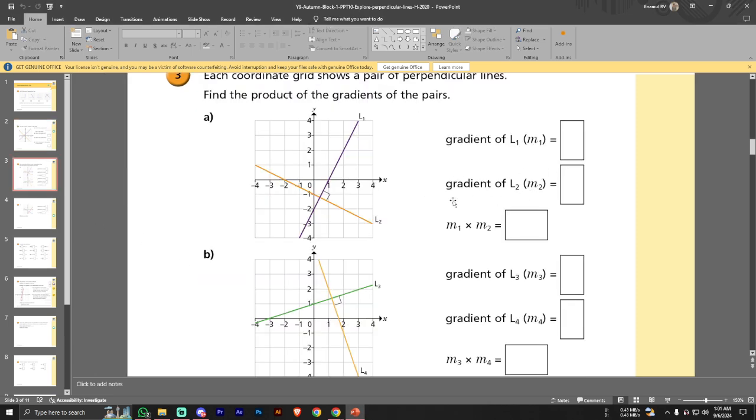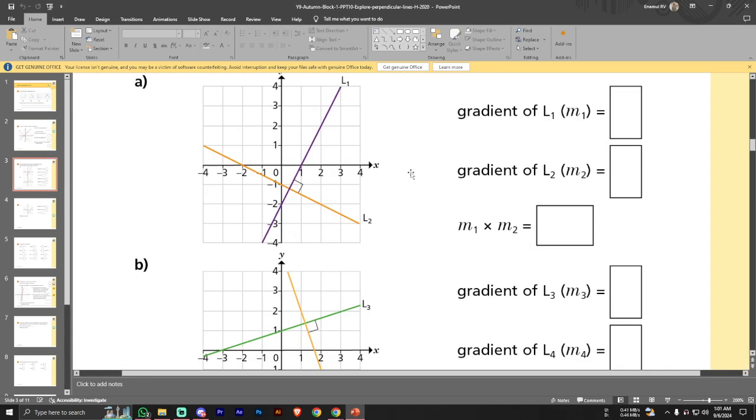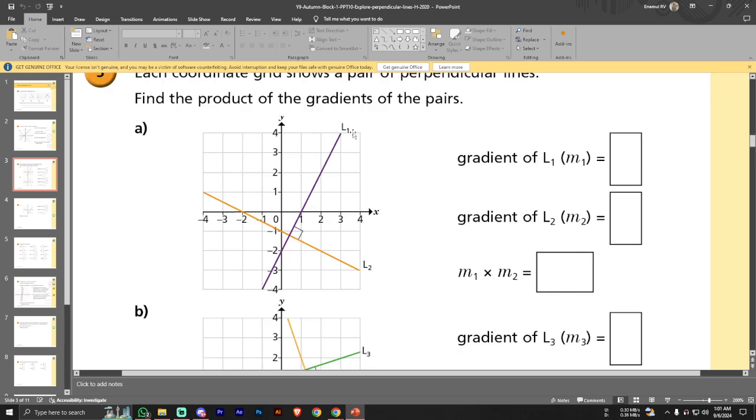Okay, so can you do this one here? Same thing. L1. Find the gradient of L1. What is the gradient of L1? Okay, so I'll take a few coordinates. Yeah, any two coordinates here in the graph.